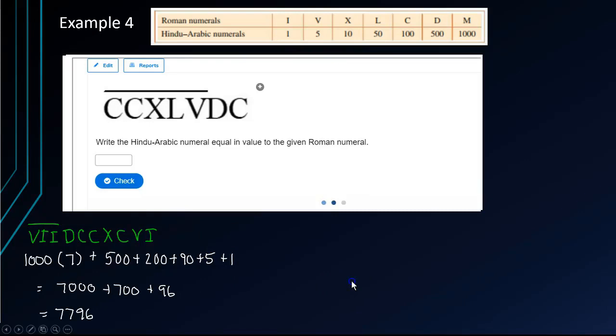The next one, I have all of this underneath the bar. I have this outside of the bar. So this one here, I have two 100s. I have an X before the L, which means I'm going to take 10 away from 50. So that's 245. And this is 600. So 200 plus 45 is going to be multiplied by 1,000 plus 500 plus 100, which gives me 245,600.